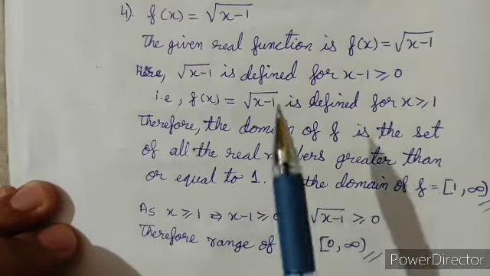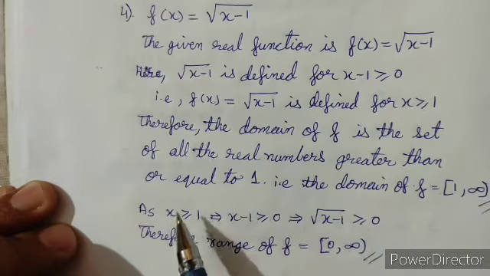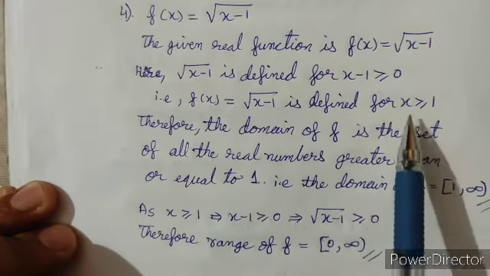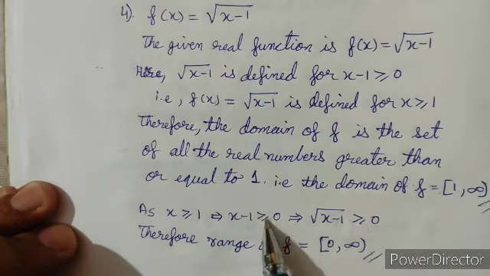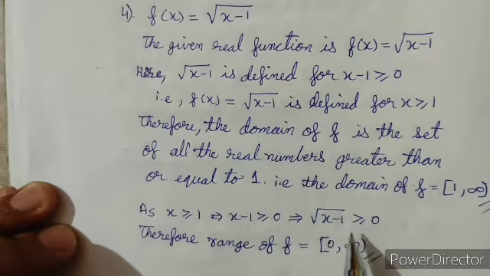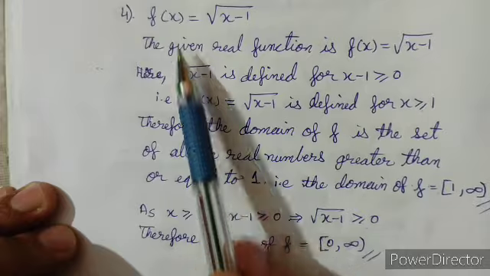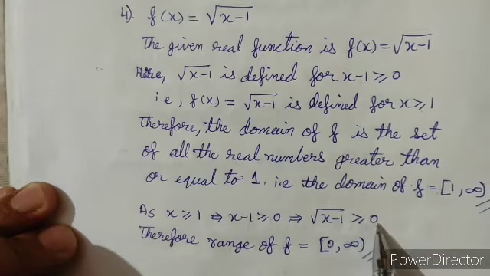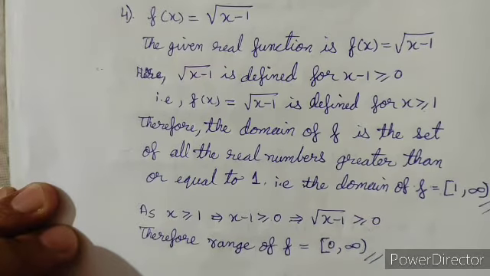Now, here x is greater than or equal to 1, so we can say that x minus 1 will be greater than or equal to 0, or root of (x minus 1) will be greater than or equal to 0. That means the value of f(x) is greater than or equal to 0, or the range of f is greater than or equal to 0, or from 0 to infinity.